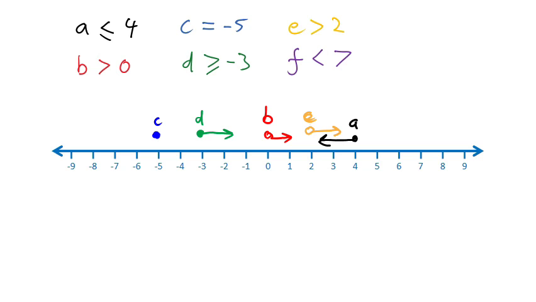And then the last one is F. F is less than 7, so closed circle or open circle? No equals, so open circle, less than, that's the way the less than arrow is pointing, it's the way the arrow points on the number line, and that's F. So there we go, we got all our points on the number line.